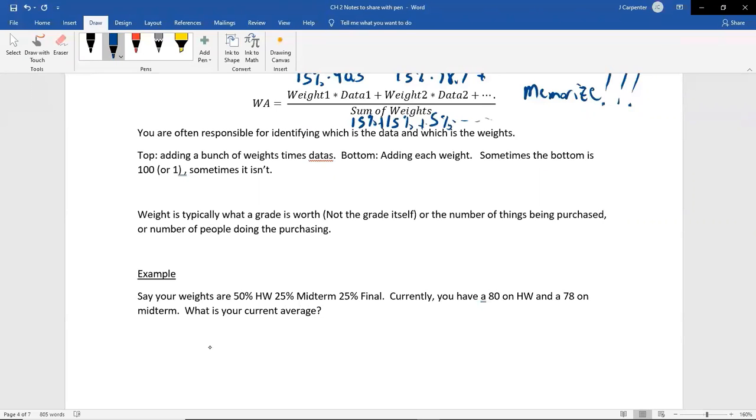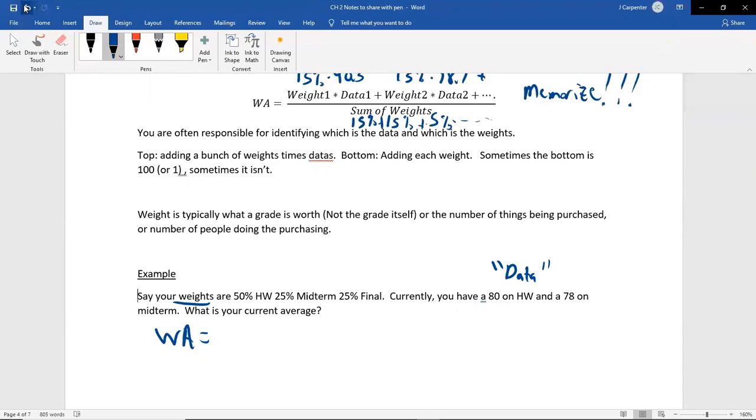Now, we're not just adding 80 and 78 and dividing by 2, because this is a weighted system. We have to account for that. So our weighted average. First, it's important to note what the weights and what the data are. The 80 and the 78, these are our datas. These are the things that we earned. These are the weights, how much each category weighs, how much it counts for. The larger the number, the more it counts for.